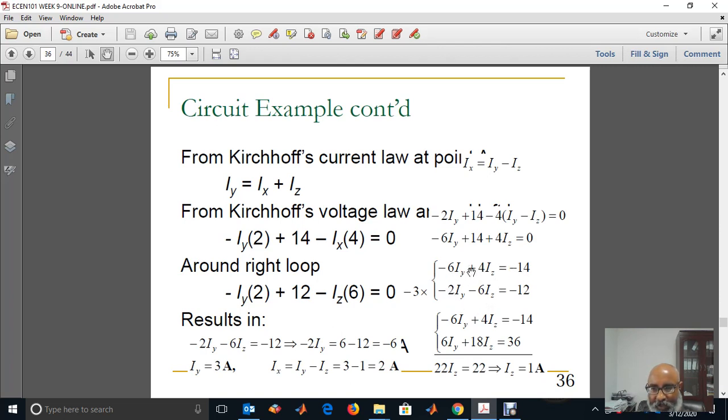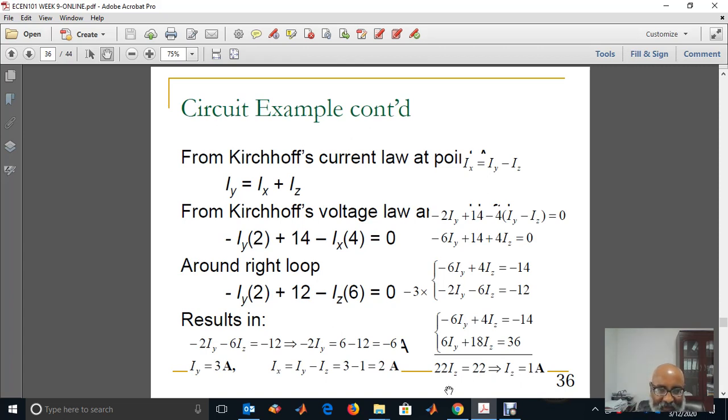This is a simultaneous equation, which we can solve by eliminating one of the variables and solving for the other. Here, I tried to eliminate Iy. To eliminate Iy, I multiplied the second equation by minus 3, which gives 6Iy plus 18Iz is equal to 36. Then if you add these two equations, minus 6Iy plus 6Iy is 0, 4Iz plus 18Iz is 22Iz, and minus 14 plus 36 is 22. So 22Iz is equal to 22, and Iz is 1 ampere.